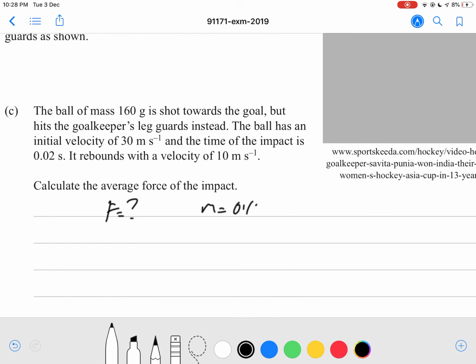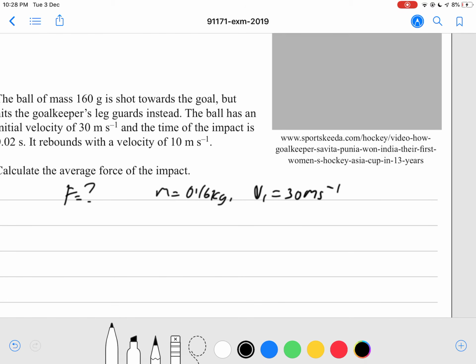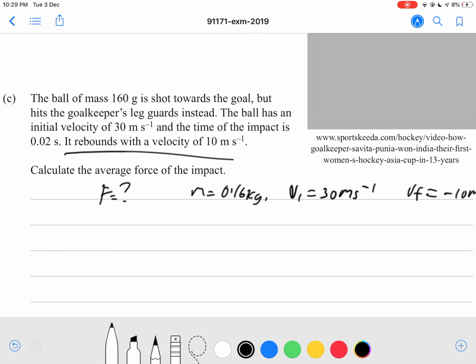We have our mass equals 0.16 kg. We have our initial velocity equals 30 meters per second. And we have that it rebounds with a velocity of 10 meters per second. So our Vf is actually negative 10 meters per second. The reason it's negative is because it's in the opposite direction to what it was initially moving at. Alright, so we also have our time. So time of impact is 0.02 seconds.